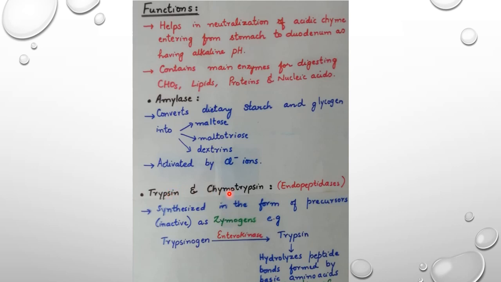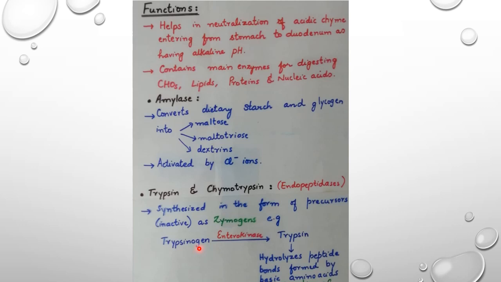Then trypsin and chymotrypsin are proteolytic enzymes which are found in pancreatic juice, and these are also termed endopeptidases, because these enzymes can cut peptide bonds from within the protein structure. These proteolytic enzymes are synthesized in the form of their inactive precursors, which are called zymogens. For example, trypsin is found in trypsinogen form, and chymotrypsin is found in chymotrypsinogen form.